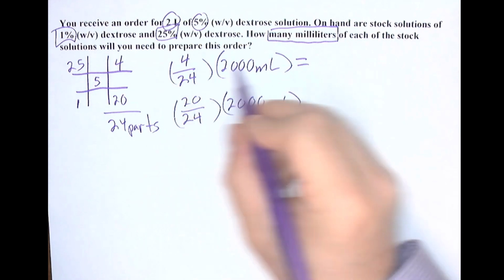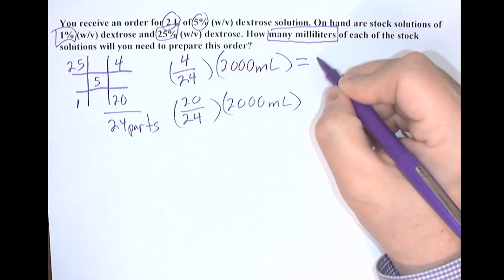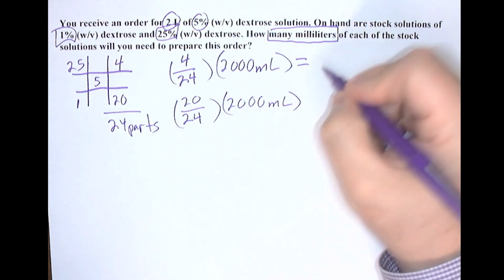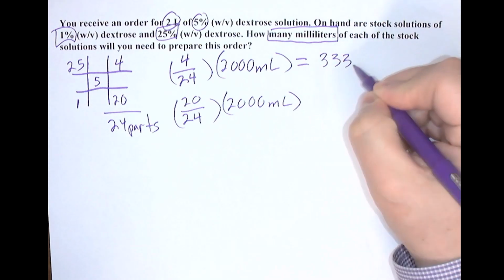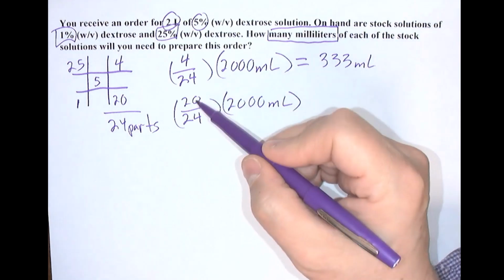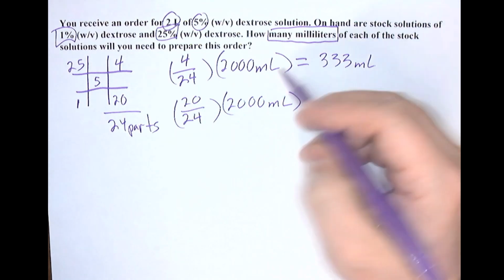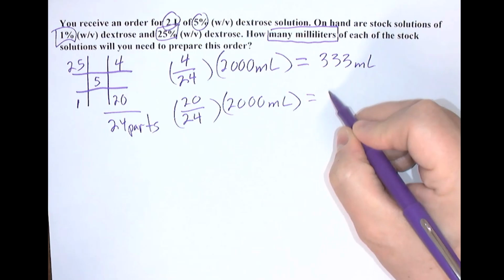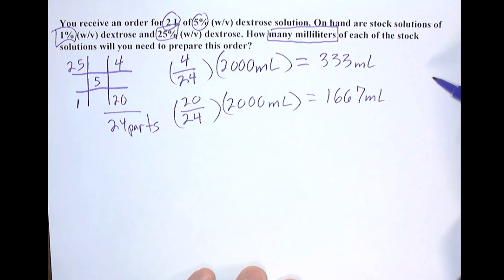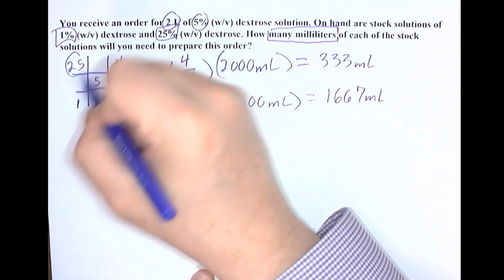So I'm going to multiply these out. In this case, I'll just round to the nearest whole number. So 4/24 times 2,000 milliliters, you should get 333 milliliters. Okay, I rounded that to the nearest whole number. Same thing here, 20/24 times 2,000, you should get 1,667 milliliters.